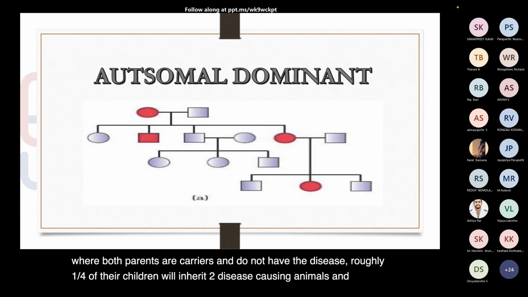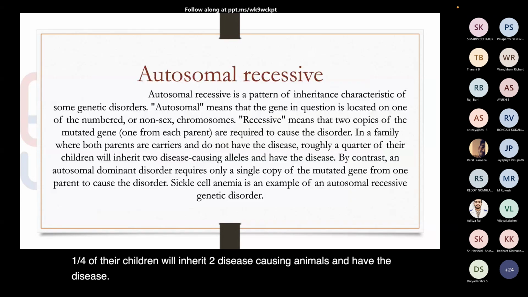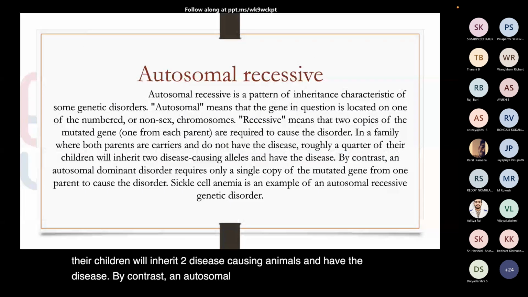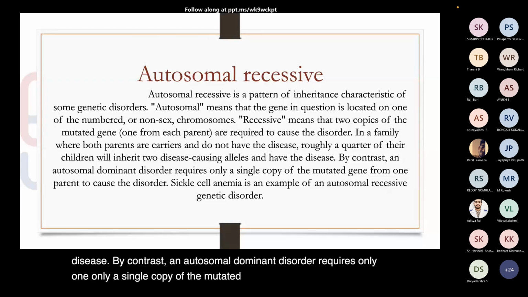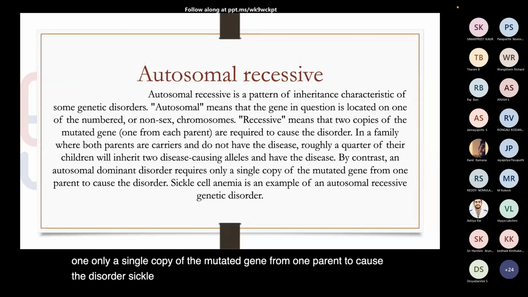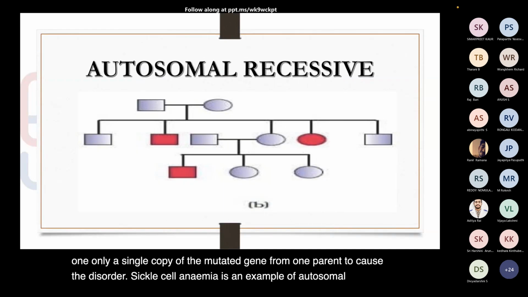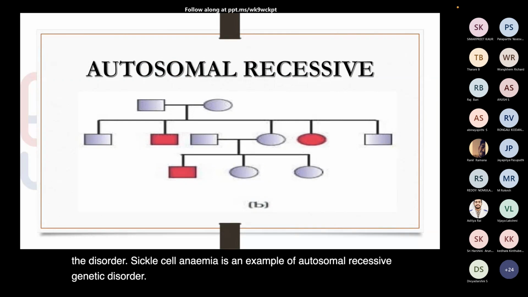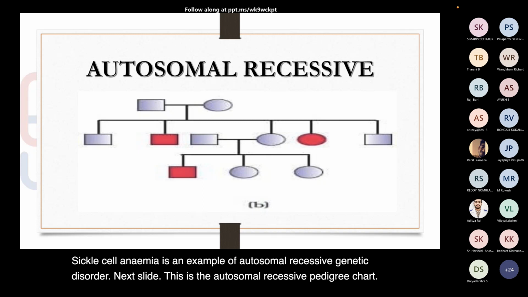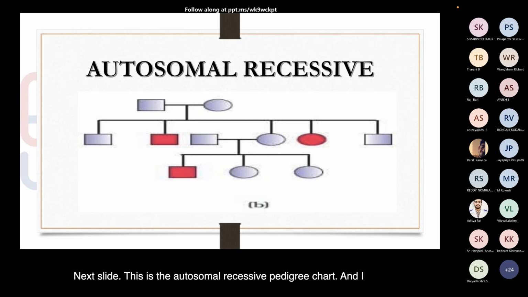By contrast, an autosomal dominant disorder requires only a single copy of the mutated gene from one parent to cause the disorder. Sickle cell anemia is an example of an autosomal recessive genetic disorder. Next slide. This is the autosomal recessive pedigree chart, and I will give a short clue about autosomal dominant and recessive.